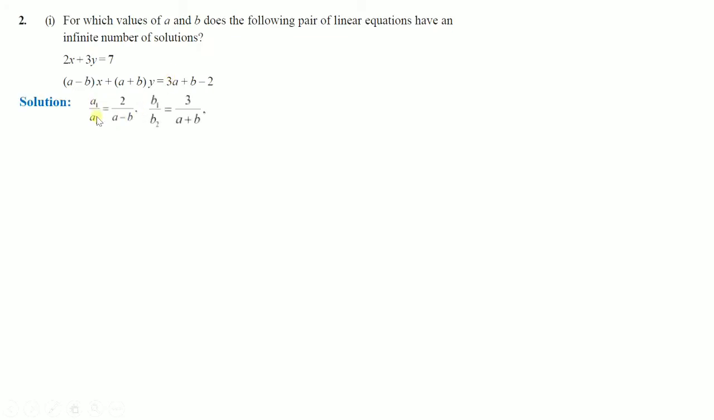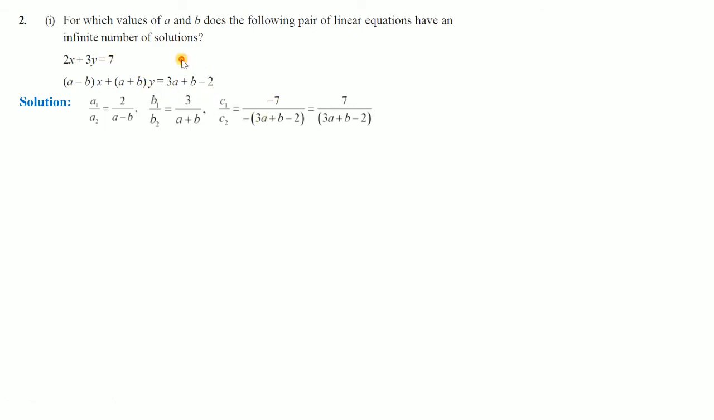Now here a1 upon a2 means the coefficient of x, and a2 means the coefficient of this x, that is a minus b. So 2 upon a minus b. b1 upon b2 means b1 is 3 and b2 is this a plus b. So b1 upon b2 is equal to 3 upon a plus b. And then c1 upon c2. c1 means this 7 we will take to the left hand side, so that will become negative. That's why we have written here minus 7.